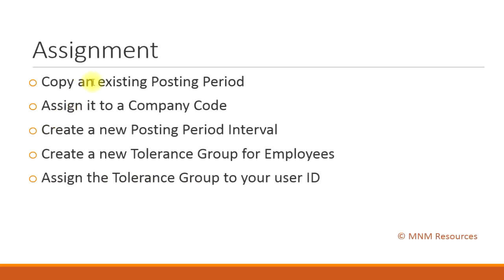Now for your assignment, copy an existing posting period variant, or you can even create your own new one, give it a name, assign it to a company code, then you can create its own posting period intervals. This is much easier if you just copy a standard one from SAP and then change it to your posting period name and define your own period intervals. Next step, try and create a new tolerance group for employees. You can create as many groups as you want. Give the maximum upper limit for document, line item, cash discount, revenue and expense permitted differences. Then assign the tolerance group to your user ID so you have some practice. That's about discussing and configuring posting periods and tolerance groups.